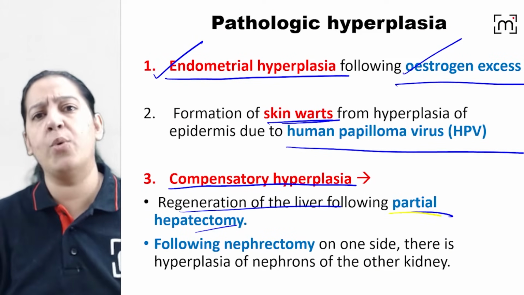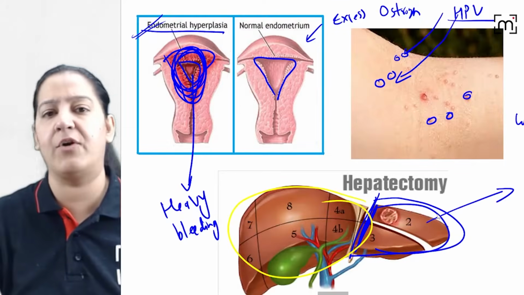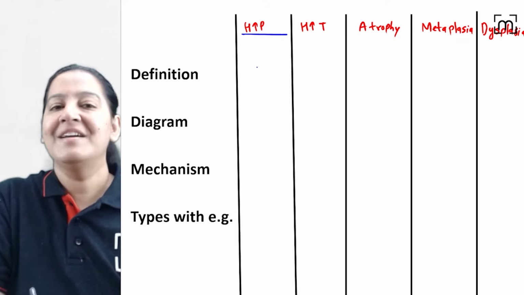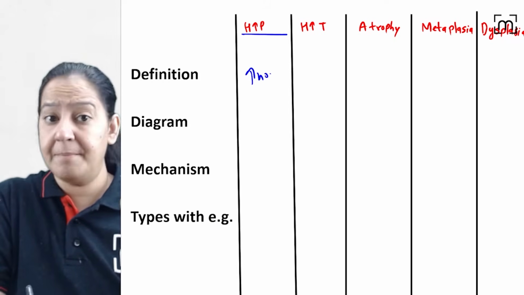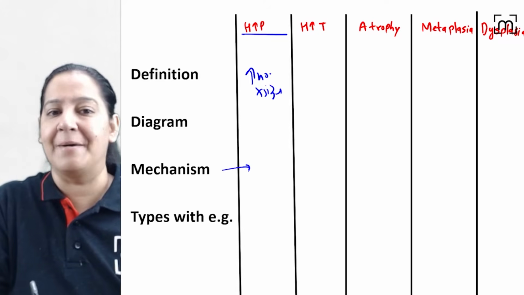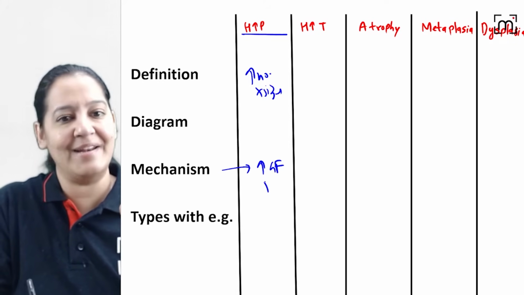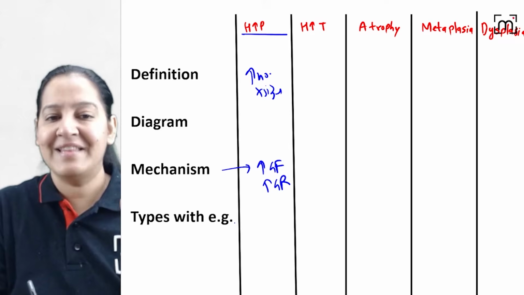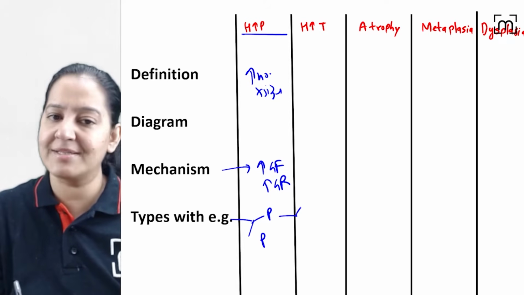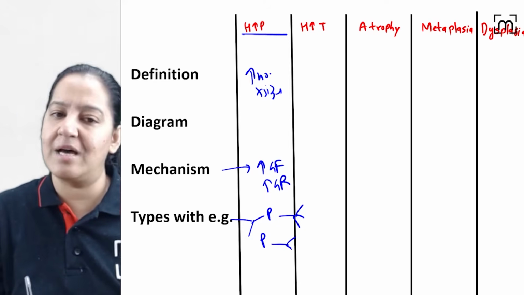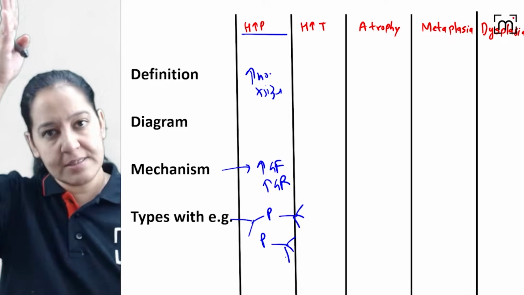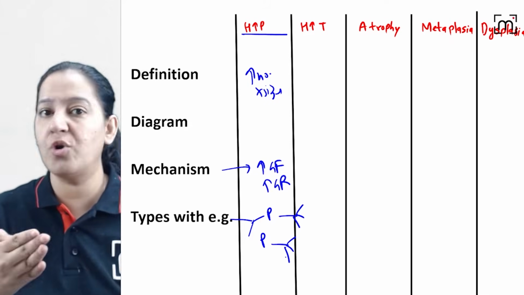So you should know the stress for each of them. I have completed the first portion, that is hyperplasia. Tell me the definition: increase in number but not size. You know how to draw the diagram. You know the mechanism. It is increase in growth factors and increase in growth receptors, right? The types, there are two types, physiological and pathological. 3 examples of physiological and 3 examples of pathological, along with their stress. It should be at the tip of your tongue. This is how you have to write it, either for a short note or a long note.